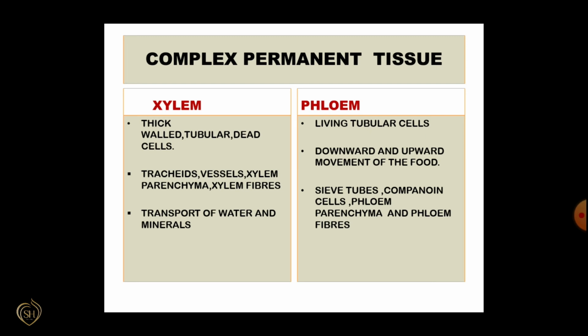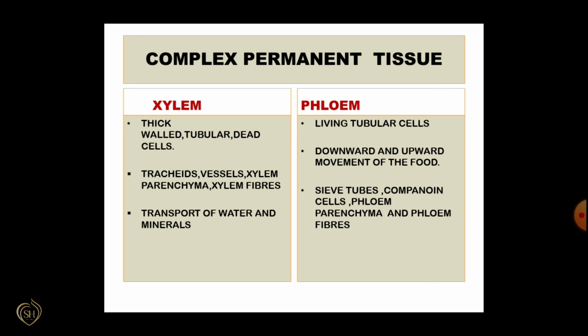These are mainly composed of tracheids, vessels, xylem parenchyma, and xylem fibers. All xylem forms the wood and it does not participate in transport.